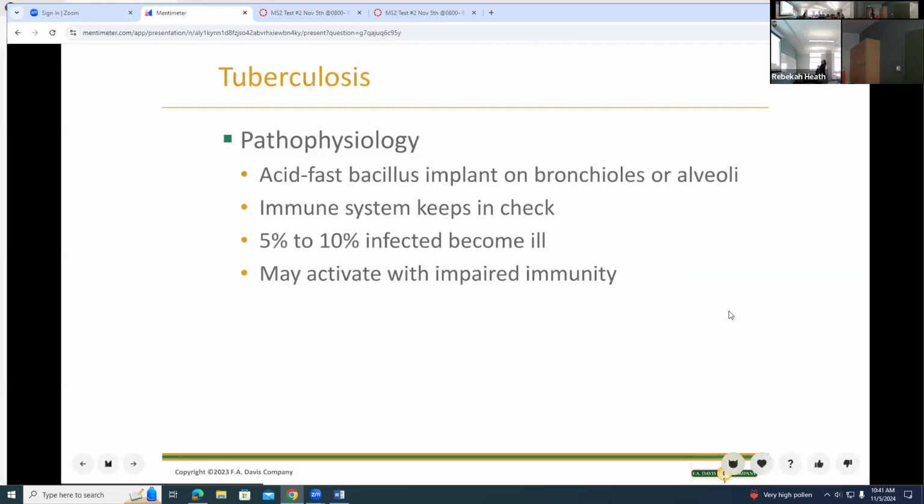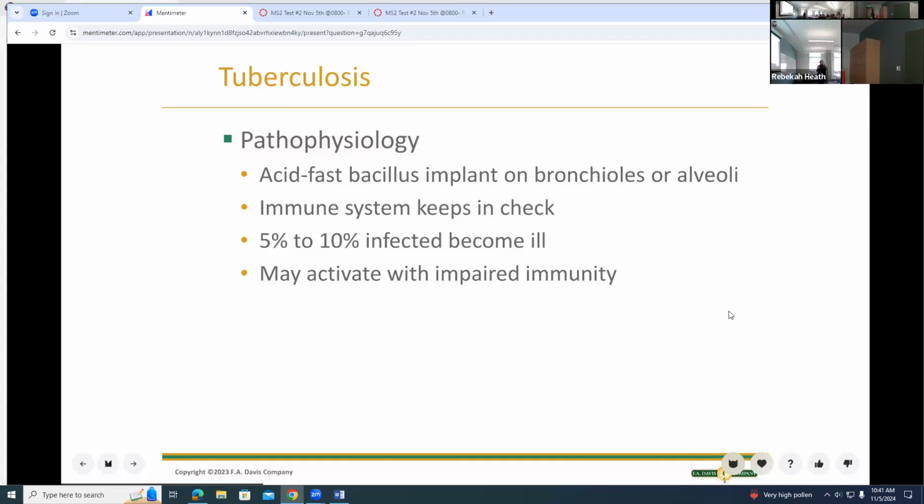About 5 to 10%. So you can be exposed to tuberculosis. It can go into your lungs even, but it's a very small percentage of people that actually have an active infection that develops. Your immune system is usually what finds it, destroys it, and then keeps trucking. If you have low immunity, it might activate.